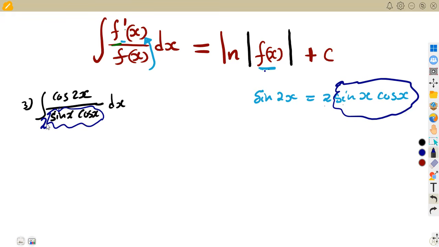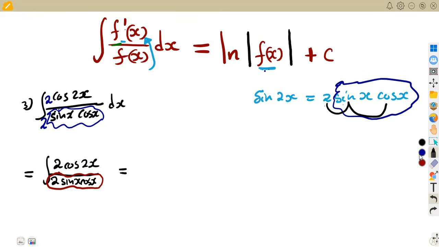But we do not just multiply here by 2. Whatever that we do here must also be done on the numerator also. So meaning to say this whole part was going to change into the integral of 2 cosine of 2x over 2 sine of x cosine of x. Take note, this part here is equal to 1. It does not affect our question at all because it goes back to the original term. But you do not cancel, because what you want is to take this part, 2 sine x cos x, which is equal to sine 2x.